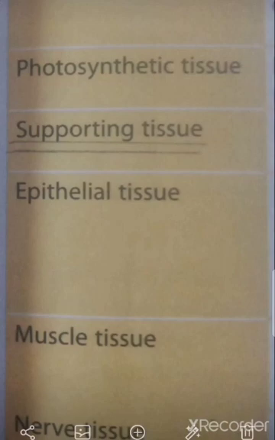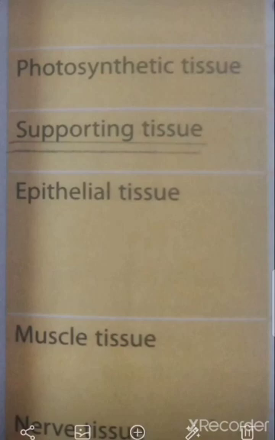Then there is supporting tissue. Where is it found? It is found mainly in the plant stem, and it is made of cells with thickened walls. What is its function? It supports and strengthens the plant.